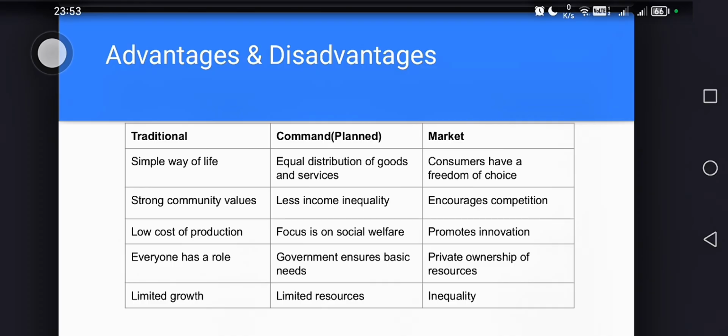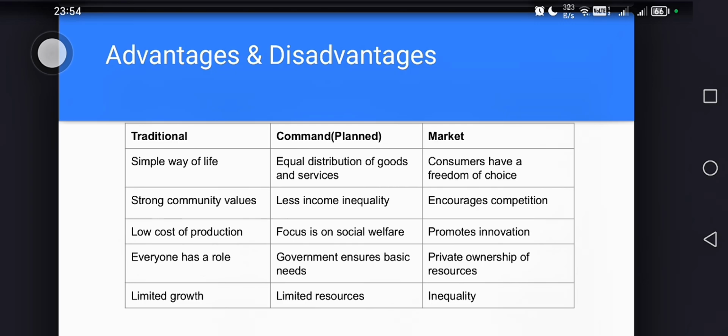So it leads to this disadvantage of having limited growth, because they don't invest in the latest technologies to improve their production of goods and services. And then in the command or planned economy, there is equal distribution of goods and services, simply because the government is the only one that makes sure that the goods and services are equally distributed to everyone who is in need of them.